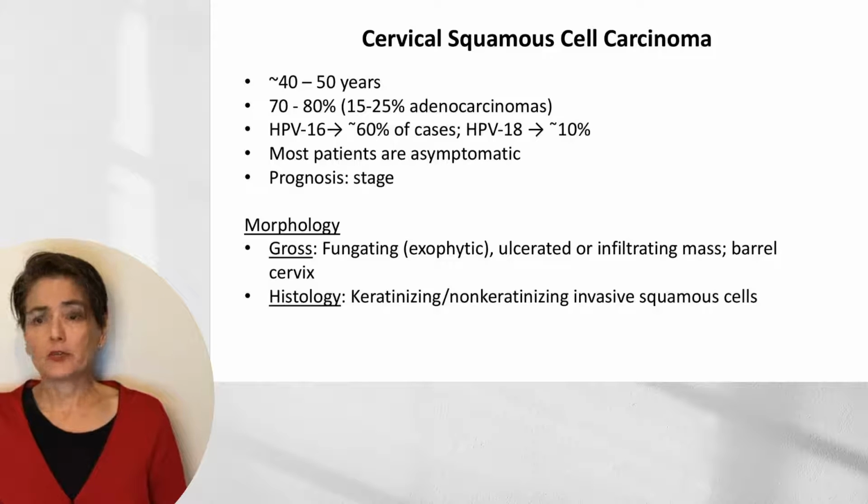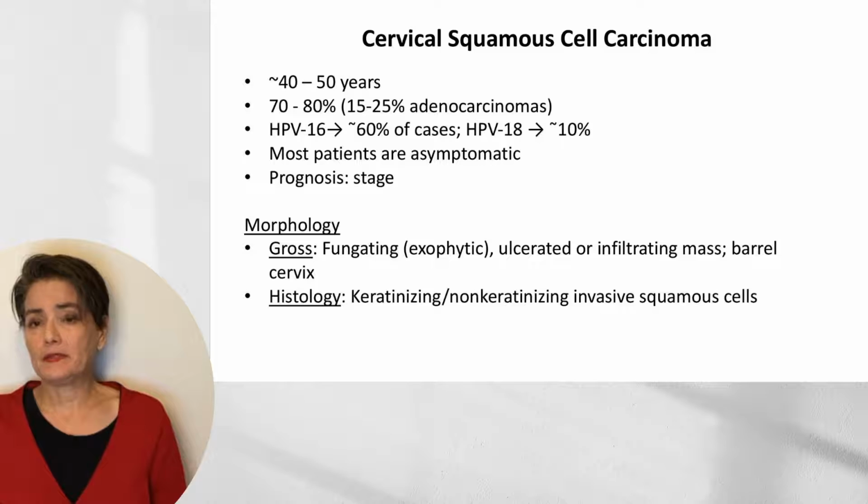Now, most patients with cervical squamous cell carcinoma are asymptomatic. That's why Pap testing is such a critical screening device, because patients, being asymptomatic, can present with very late stage disease, and prognosis is going to be very tightly correlated with stage. Grossly, what we can see is either a fungating exophytic mass or an ulcerated or infiltrating mass. As we get infiltration into the cervical stroma, we can get thickening of the cervix to what is called a barrel cervix. And with extensive disease, the cervix may become fixed.